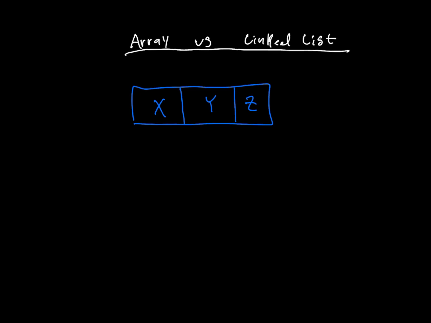Before we talk about linked lists, let's talk about arrays for a sec. So imagine we had this array that's filled with elements x, y, and z. If we wanted to add a new element, we couldn't because we've reached the maximum capacity for this array. So what would we have to do instead?